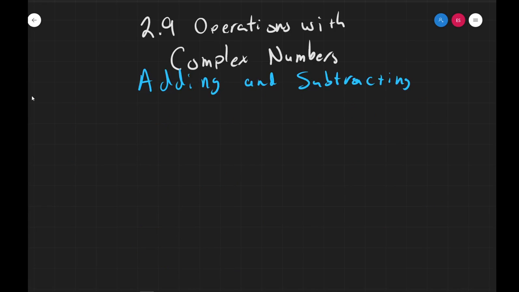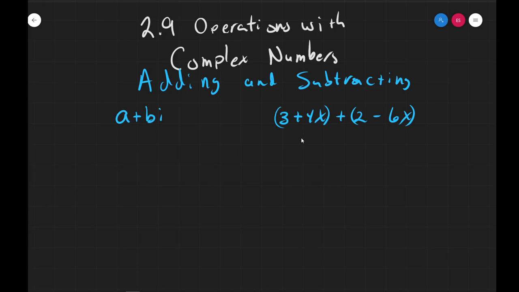Okay? So the first operations that we're going to do with complex numbers are adding and subtracting. And this is going to be way easier than you might think. Remember that all of our complex numbers are written in the form a plus bi. Try and think of it like this. What if we had 3 plus 4x plus 2 minus 6x? How would you add those two things together? Go ahead, take a second, add those two together.